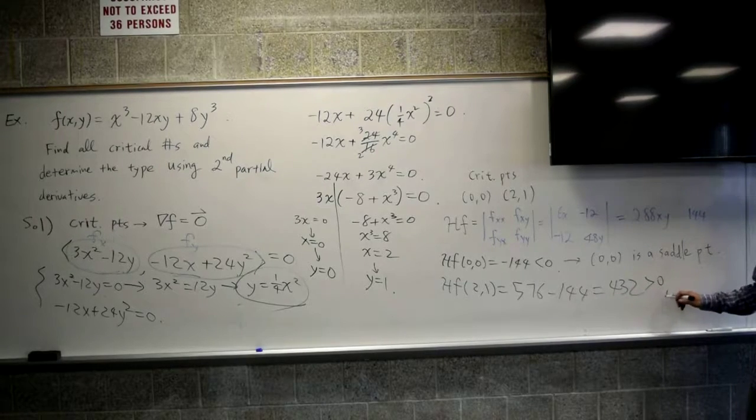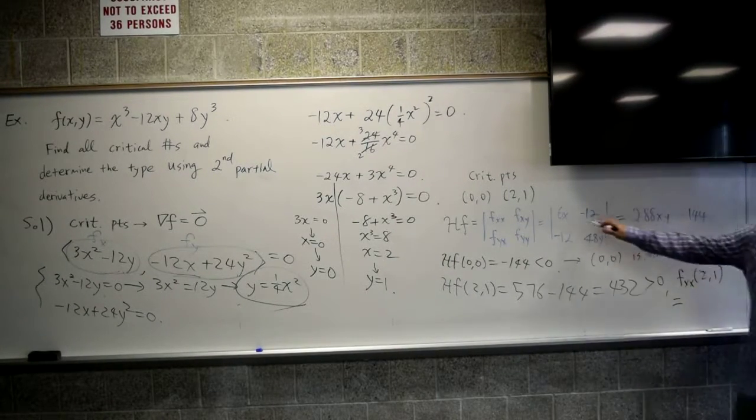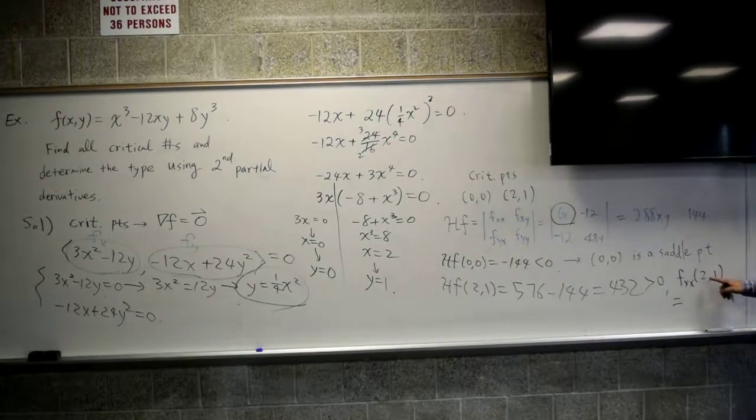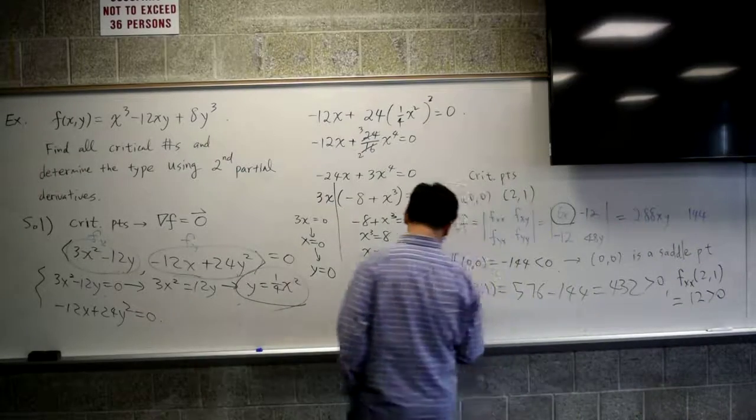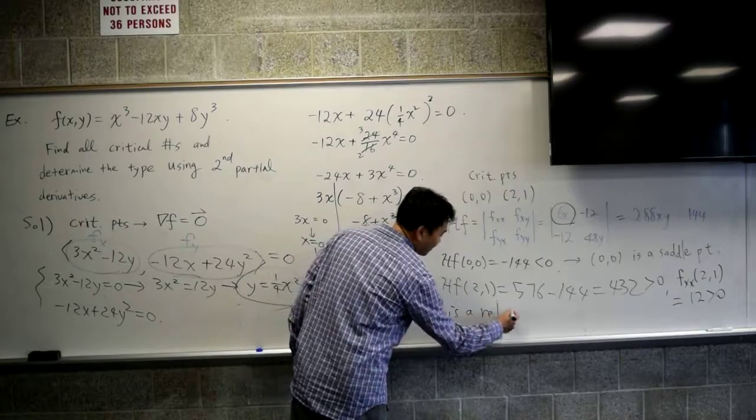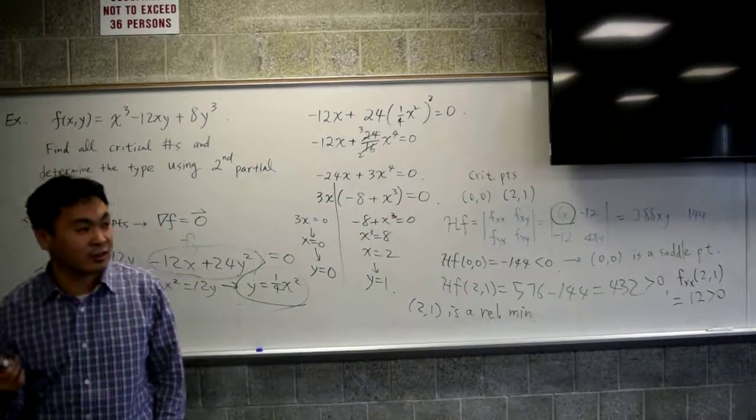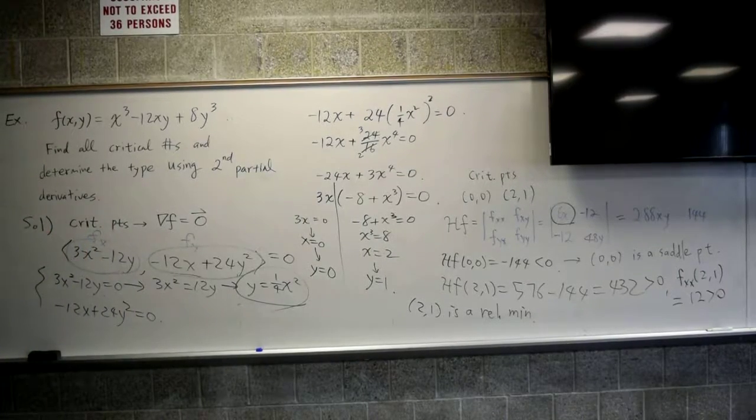So in addition to this, what do we need? fxx has to also be evaluated at (2, 1). Well, what is fxx? It's 6x. So if you evaluate with x equals 2 and y equals 1, you get 12, which is positive. So from these two, we can conclude that (2, 1) is a relative min. Okay, that's how you use the second derivative test. Make sense? Do you have any questions?